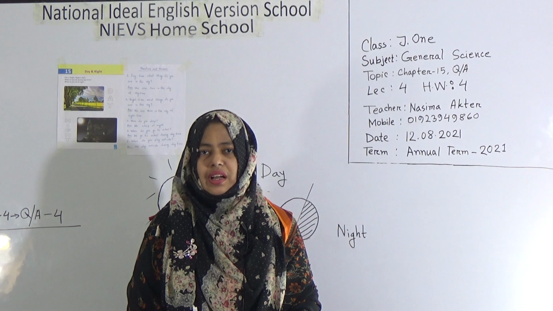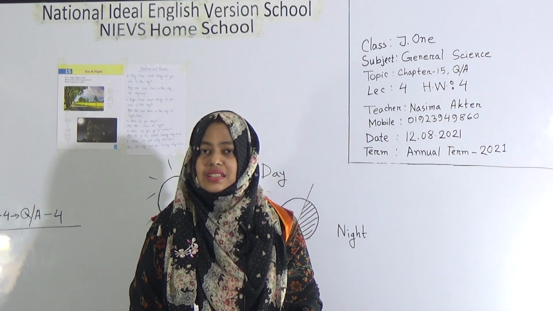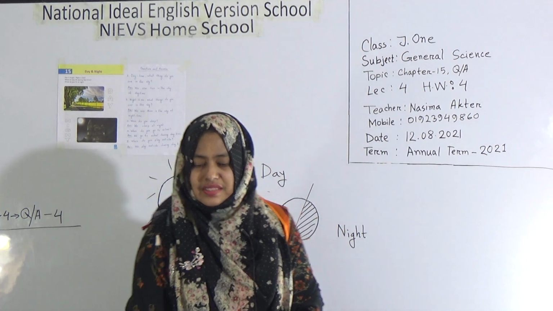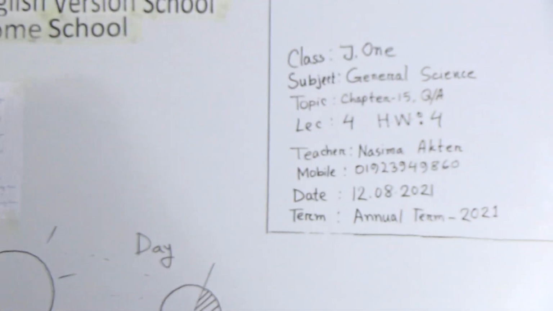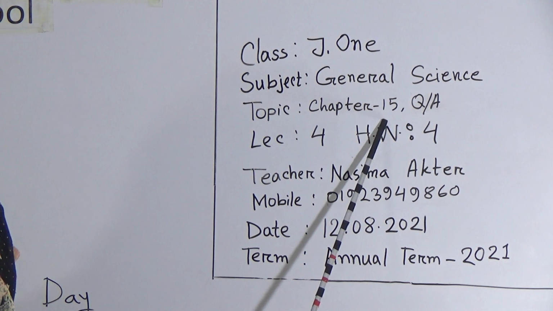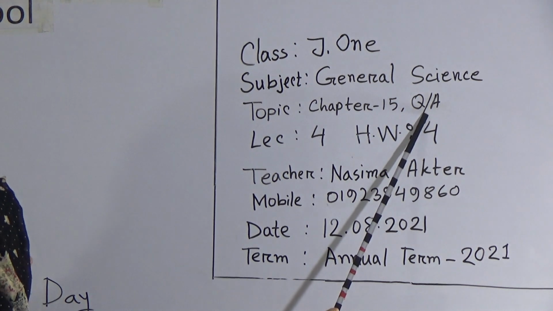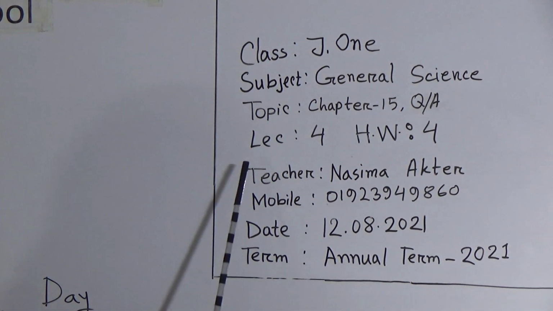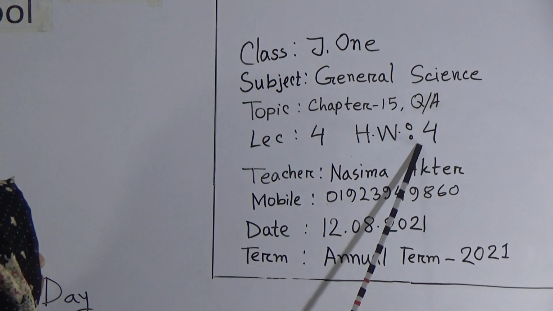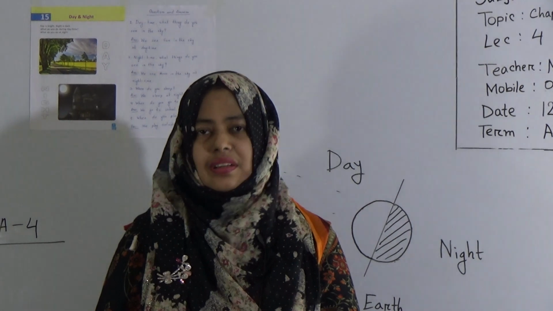Dear students, today I am going to take a general science class for class Junior 1 students. Our today's topic is chapter 15. Let's see today's topic. Our today's topic is chapter 15, and today we will learn this chapter and do question answers of this chapter. This is lecture number 4 and our today's HW is number 4 HW. So dear students, let's begin the class.